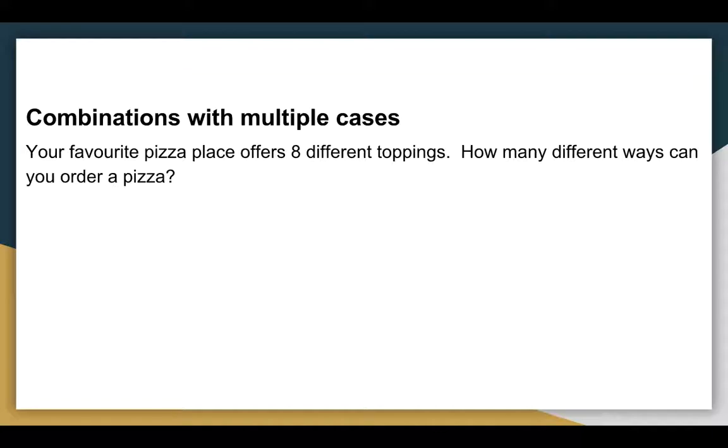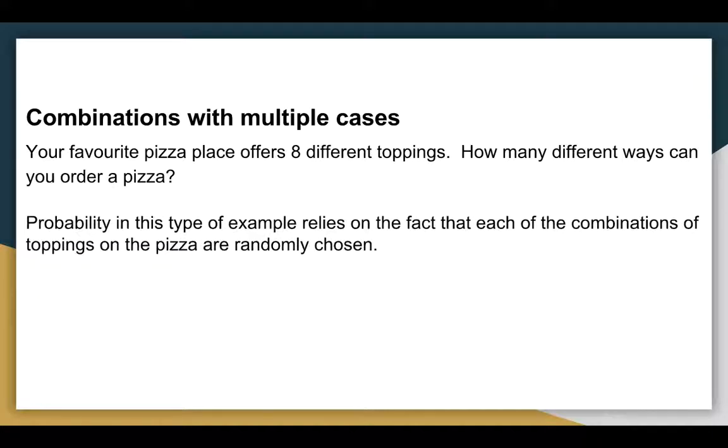Your favorite pizza place orders 8 toppings. This is going to be one of our big idea questions, because this question is actually going to relate to a lot of other questions. So how many different ways can you order a pizza? Probability in this type of example relies on the fact that combinations of toppings are randomly chosen. So if we did a probability question, it's kind of a really fictitious problem.